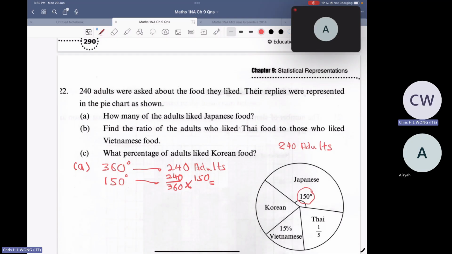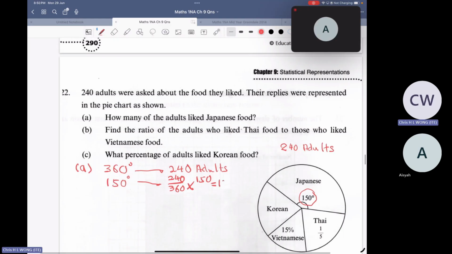240 times 150 divided by 360. 100 adults, not students, adults. Answer, first answer, done. Right, easy, eh? If you notice, the more you do, the easier it gets.